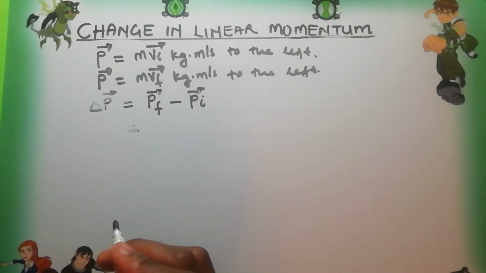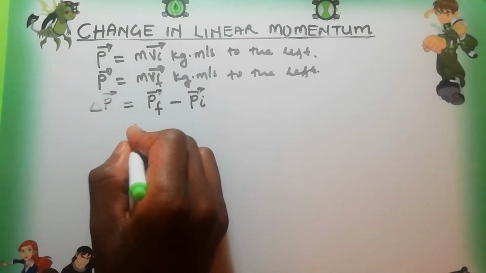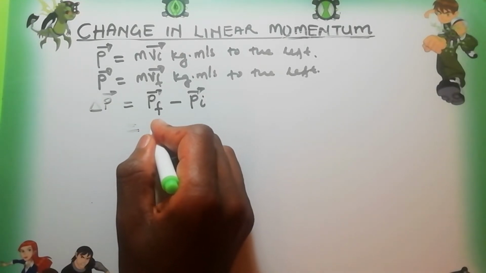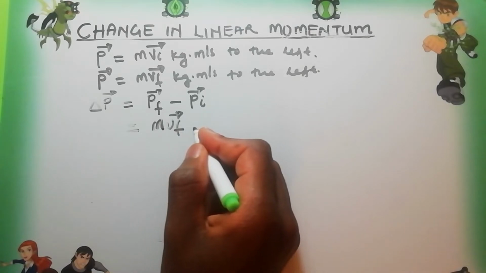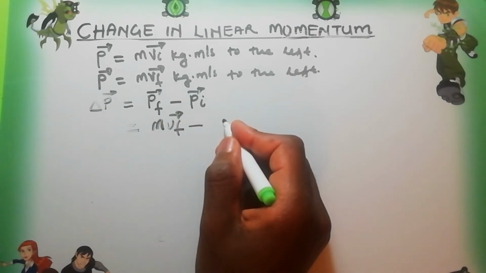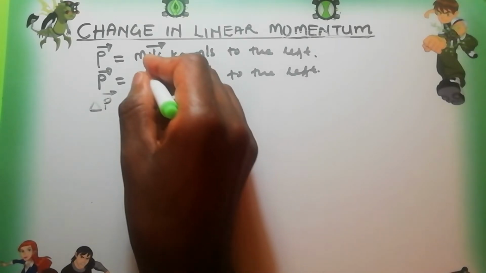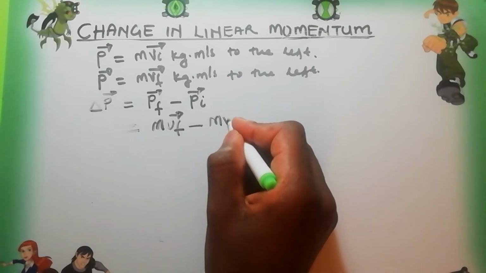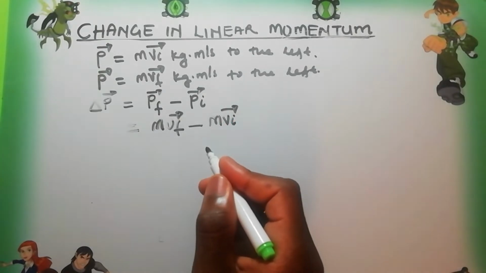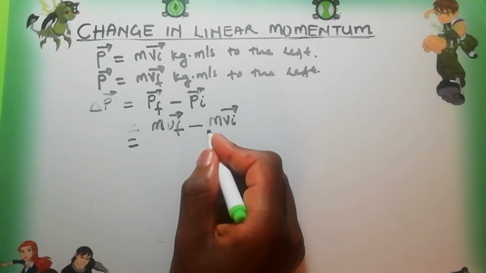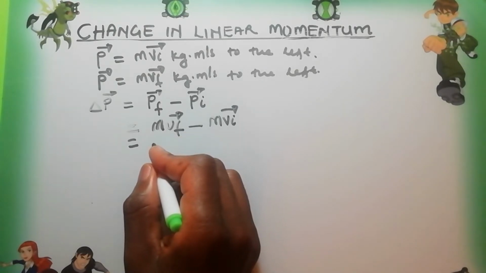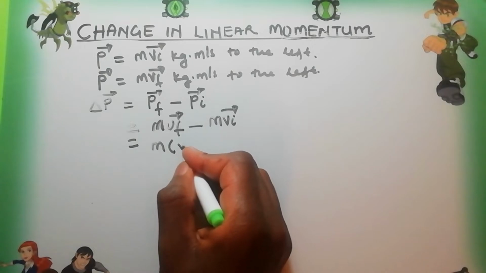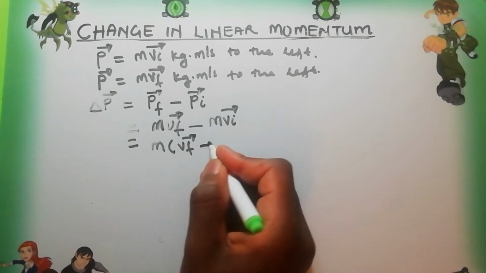What is the final momentum of this truck? The final momentum of this truck is mvf, minus what is the initial momentum of this truck, mvi. Okay, so here we can take out the common factor m, because m appears in both terms. So m into vf minus vi.